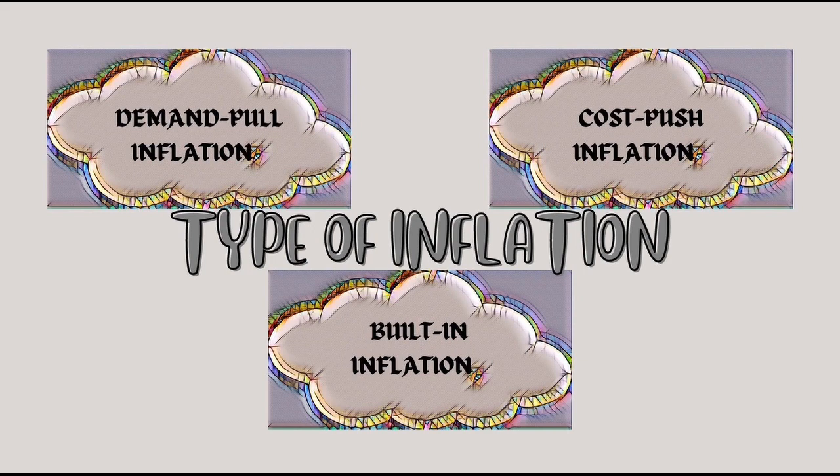Next, cost push inflation. This is an increase in the general price level caused by an increase in the cost of production and other factors that can cause the aggregate supply to decrease. This inflation will remain forever unless the government undertakes anti-inflationary measures to increase the aggregate supply.